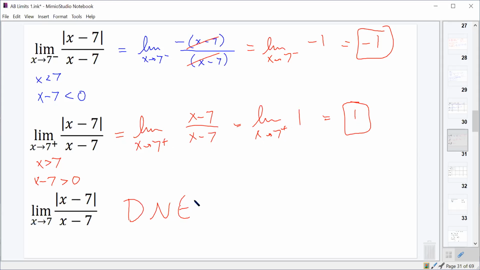This algebraic definition of absolute value is important, especially in limits, because it pops up with limits like these, but it's also going to pop up with some other more irritating limits that we're going to deal with probably tomorrow, is my guess. So we have to make sure we understand that definition of absolute value. All good?